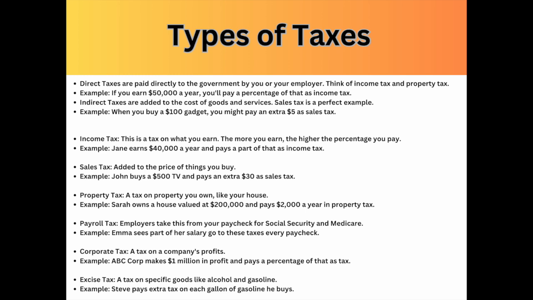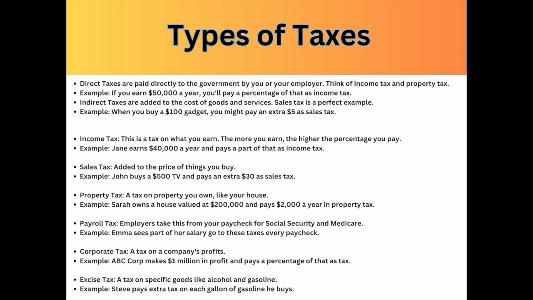Whereas indirect taxes are added to the cost of goods and services. So sales tax is a perfect example. So for example, when you buy a $100 gadget, you might pay an extra $5 sales tax. So these are the taxes that are added on the bill for the cost of these goods and services.